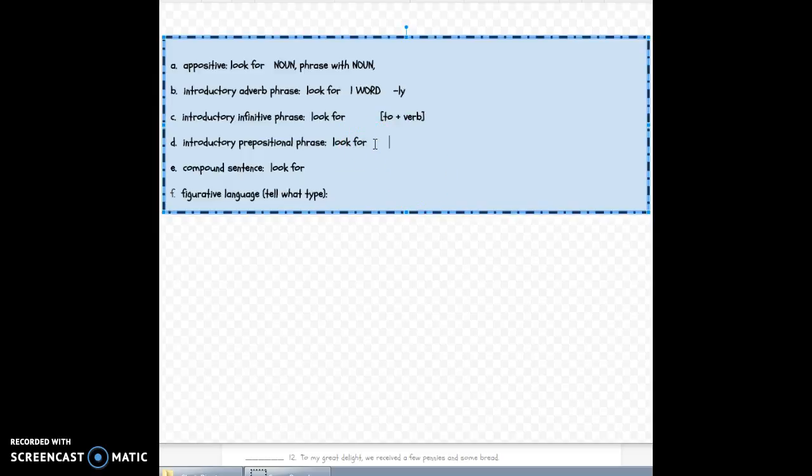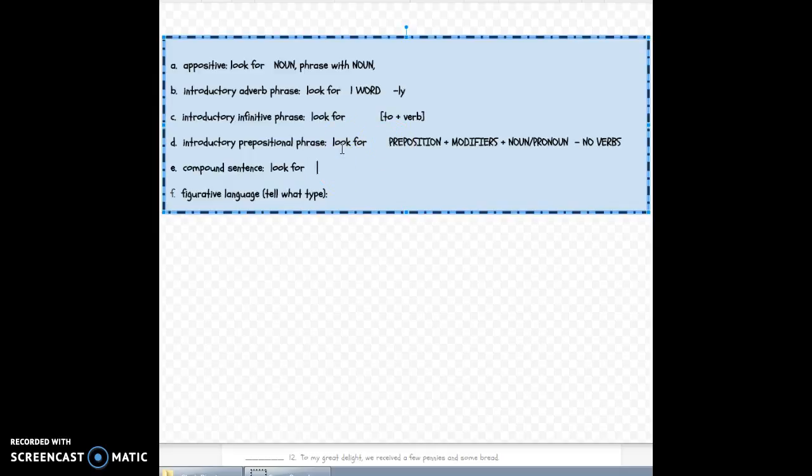So a prepositional phrase starts with a preposition, is allowed to have some modifiers in there. Doesn't have to be, but usually there are. And then it will end with a noun or a pronoun. And the big thing we know is that there are no verbs.